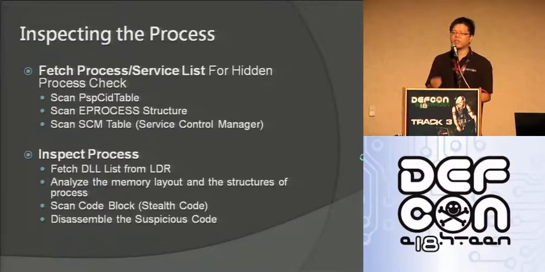Then we have to dig further, to find which part of this process has the suspicious DLLs. So we fetch the DLLs from the loader, and then we analyze the memory layout and its structures, scan the code blocks, and try to find the code blocks, which we'll explain later, to find the suspicious DLL.